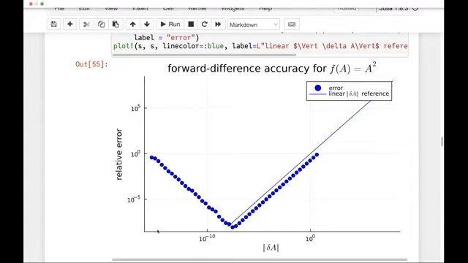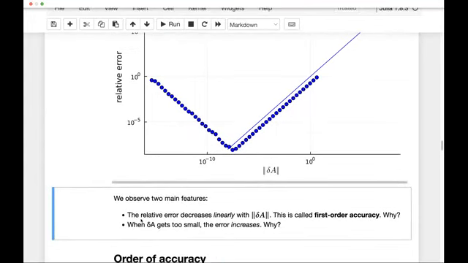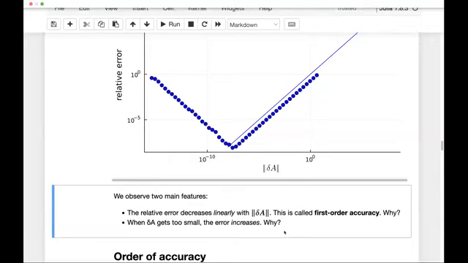It's round-off error. Yes, it's round-off error. So what's happening is there are two main features. First of all, the relative error decreases linearly with delta A. That's what we expect. This linear decrease is called first order accuracy, by the way. But then it increases, and it increases because of round-off errors, because the computer is only going to keep a certain number of digits when it does arithmetic. And when delta A gets really, really small, it turns out it's going to cause the answers to be completely wrong. So I'm going to talk about both of these things.